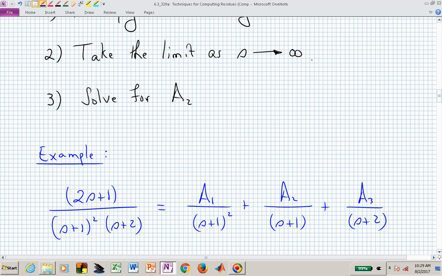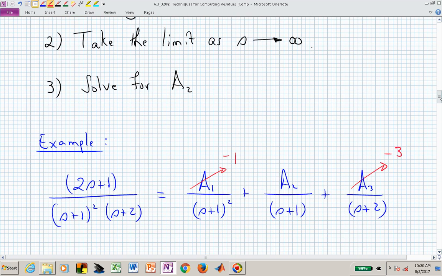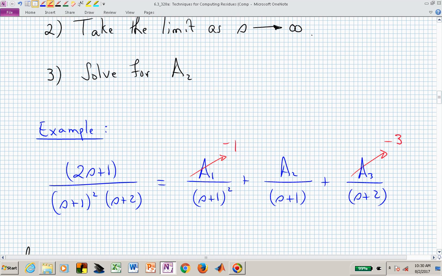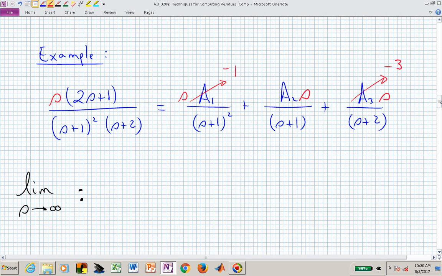A sub 1, let's just assume that we already have computed that, and we have in the past. That's actually minus 1. A sub 3, we've already computed. That's minus 3. And now what we want to do is use this limiting technique. So the first thing that we do is multiply everything by s. Now we have everything multiplied by s, and we want to now take the limit as s goes to infinity.